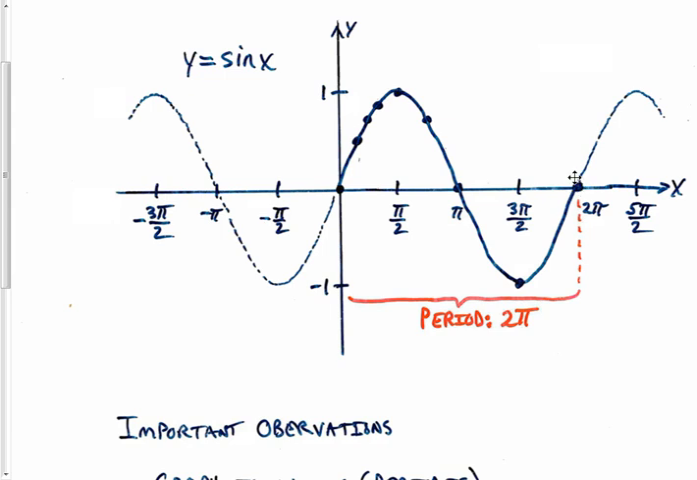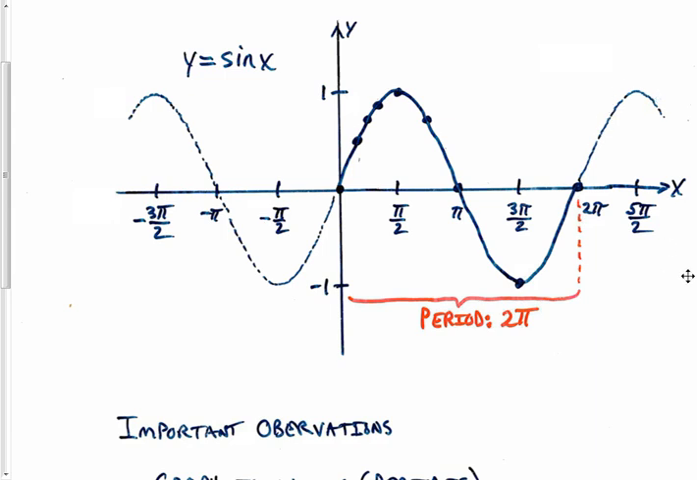Now, you can reproduce those by plotting points on your own, but remember, I could have chosen negative x values, and that would have made a part of the graph that looks like this. And I can choose x values that are larger than 2 pi. I make more than one revolution, and this cycle continues.